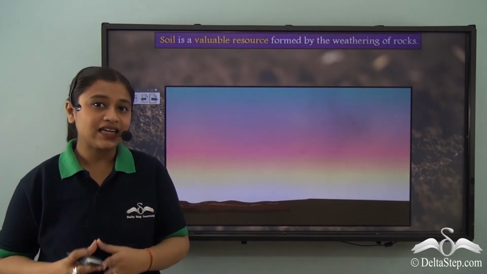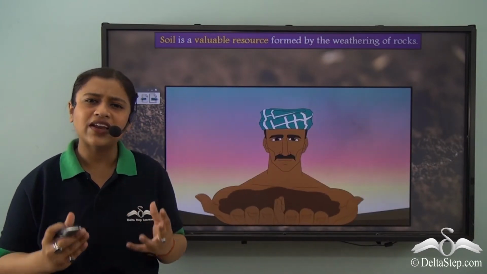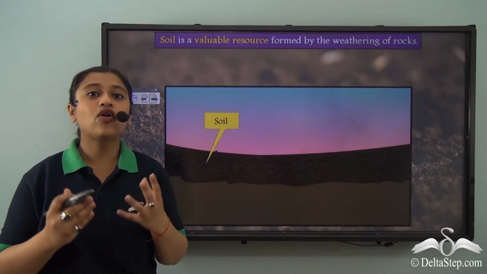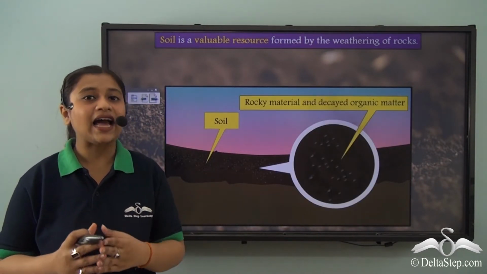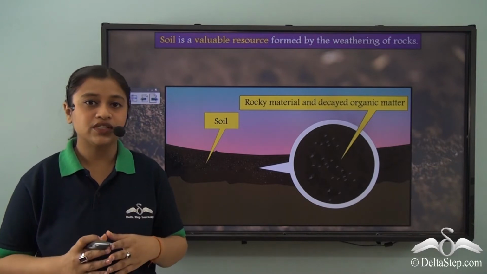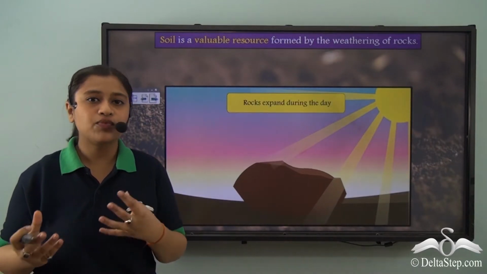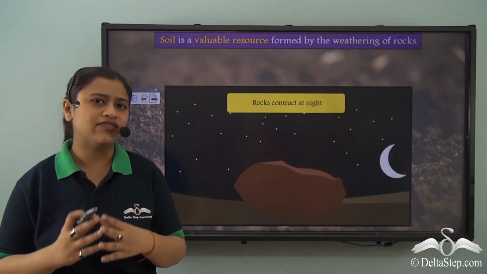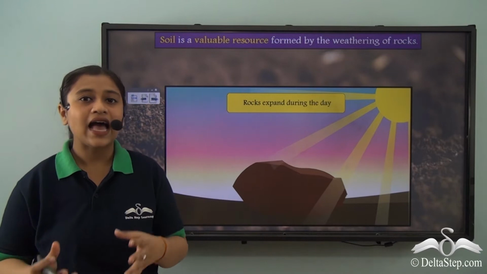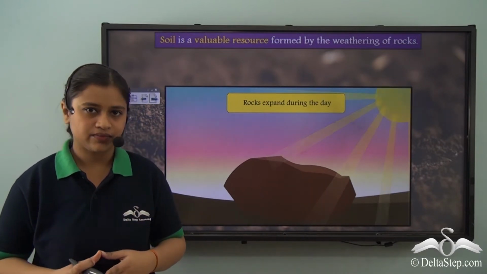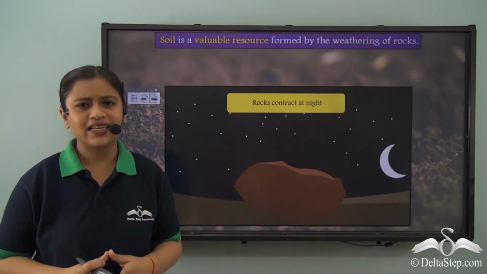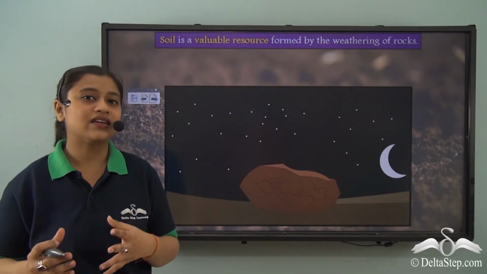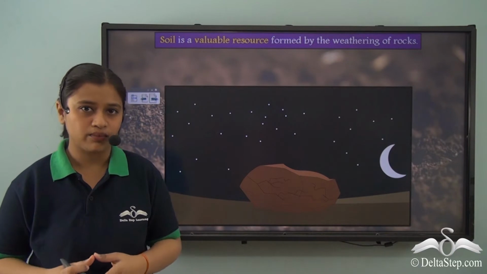Well, we must understand that soil is very important for farmers because they grow crops on that soil, and we get those crops in the form of finished food products. So we know that soil is very important for the farmers as well as for us. Now, what exactly is soil? If you need to understand that, you must understand how soil is formed.